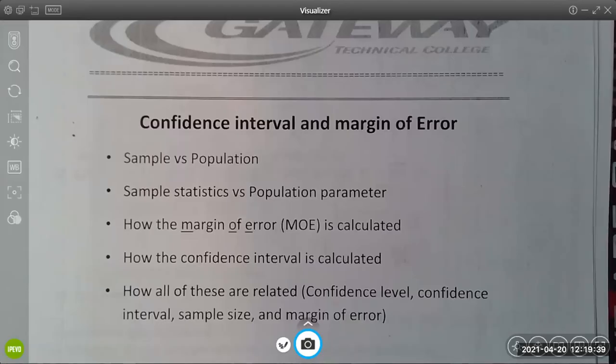So whenever you do a calculation using the population, that calculation is called a parameter. Instead, if you use a sample to do the calculation, that calculation itself is called a statistic. So a statistic is just a measurement based on the sample.